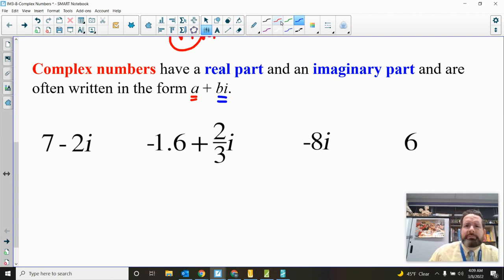Now on this one, it's important to know there is a real part. It's just 0. And so when the real part is 0, you just typically don't write it. So this is called a pure imaginary number because it's just the imaginary part. And then this is really equivalent to that. Now you may not think of 6 as being a complex number, but it is. It just has an imaginary part of 0. And so typically then we don't write it. So this is a pure real number.